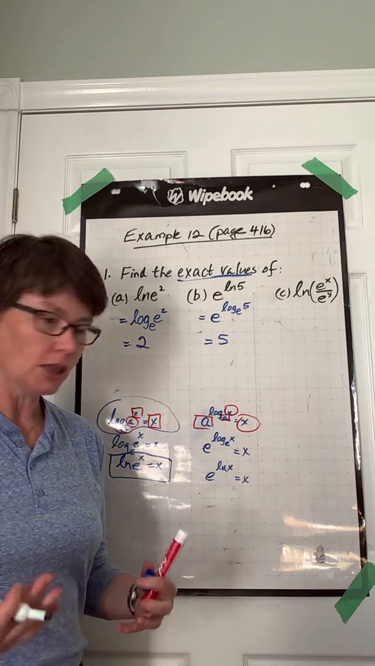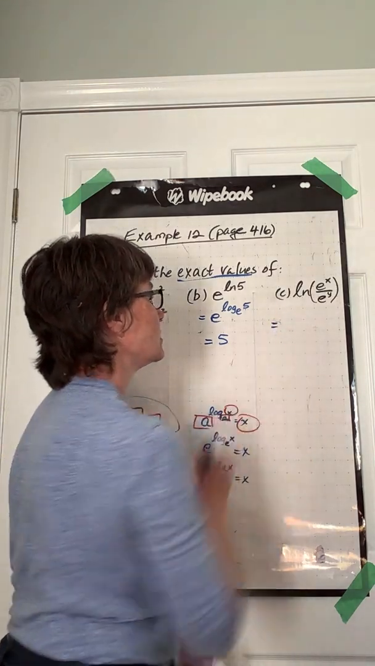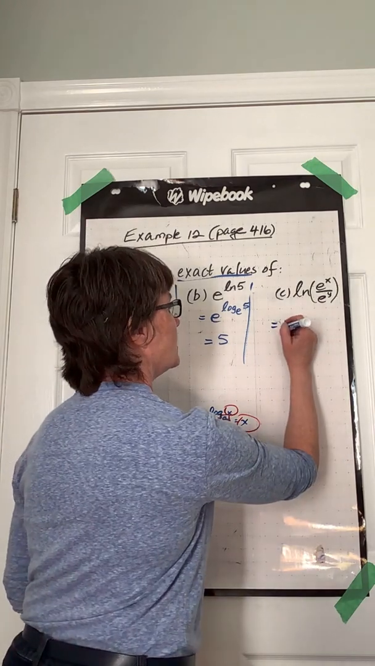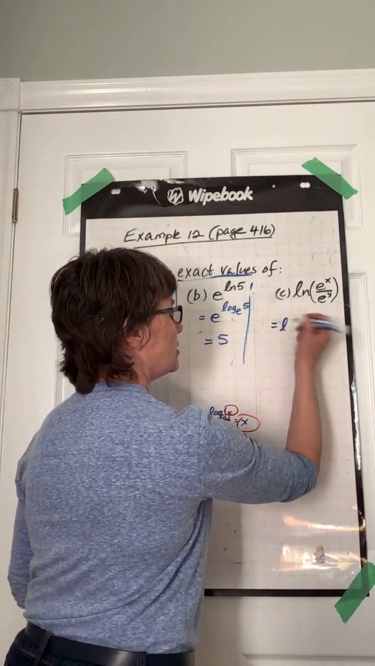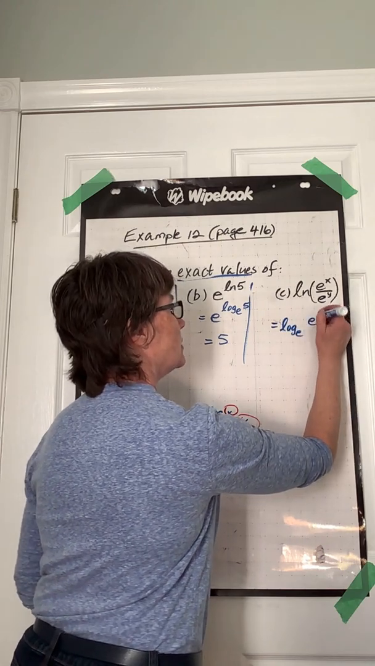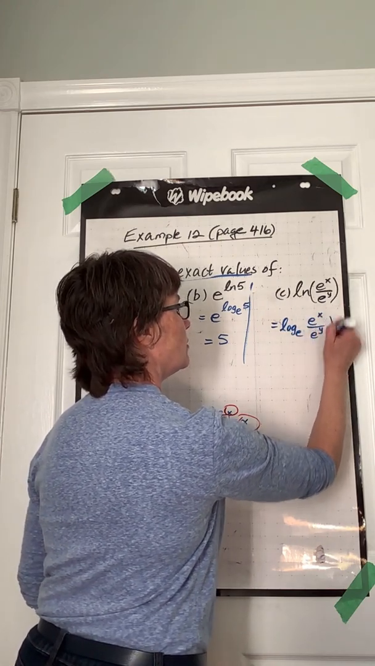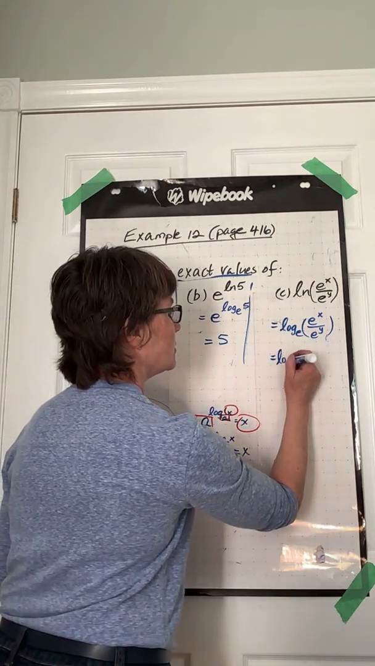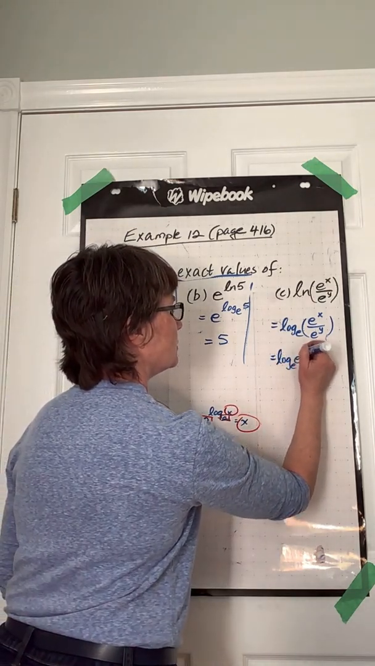Okay, now thinking about our laws of logs for number C. So we've got here, and we can separate this out. I'm going to change it to log base e first, e to the power of x over e to the power of y. Using law number 2, we can separate that out into subtraction.